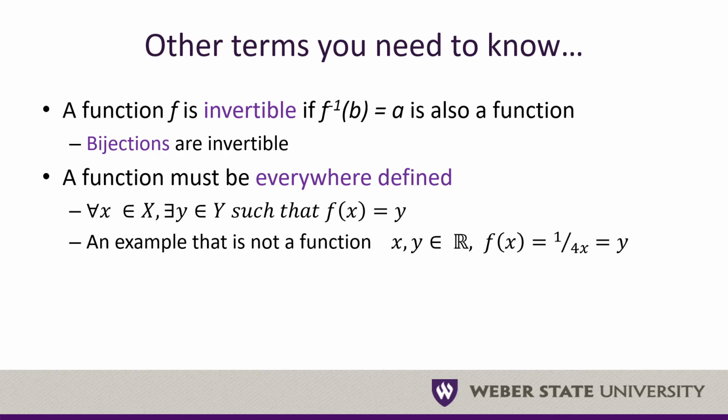And here's one. If x and y are elements of the reals, f of x equal to 1/x equal to y. I'm going to have values of y, but it's not going to be a function. So why is that not a function? Why isn't that a function? It's not defined at 0. Yep, no value at 0.